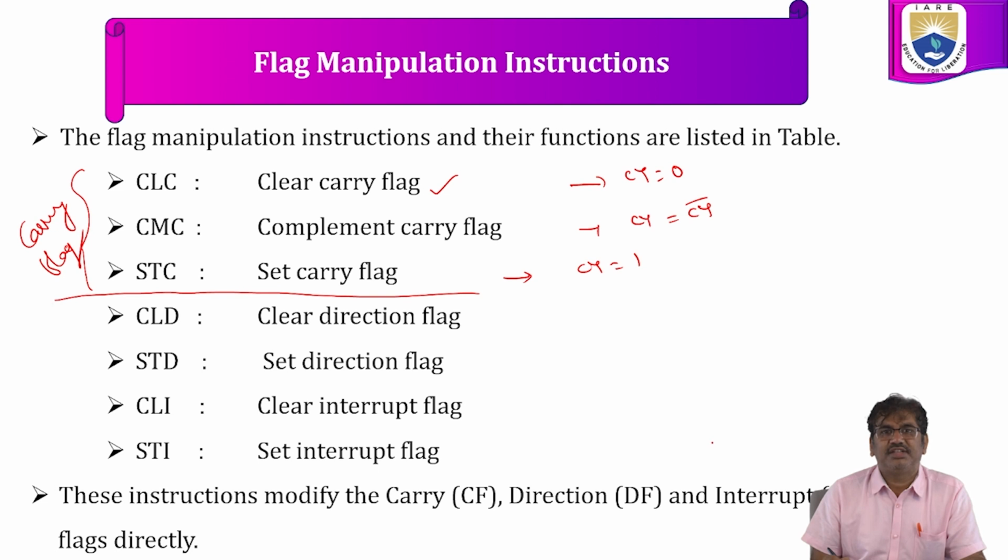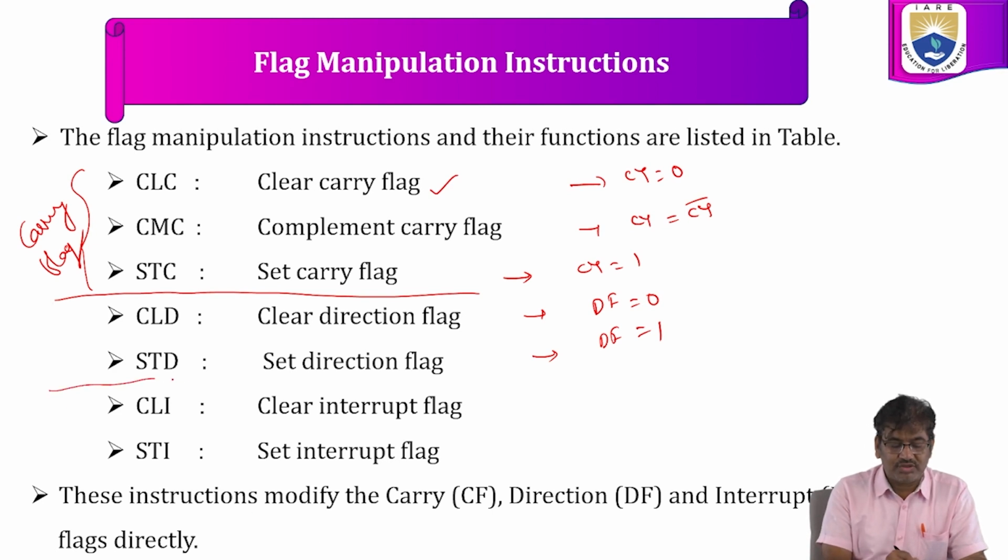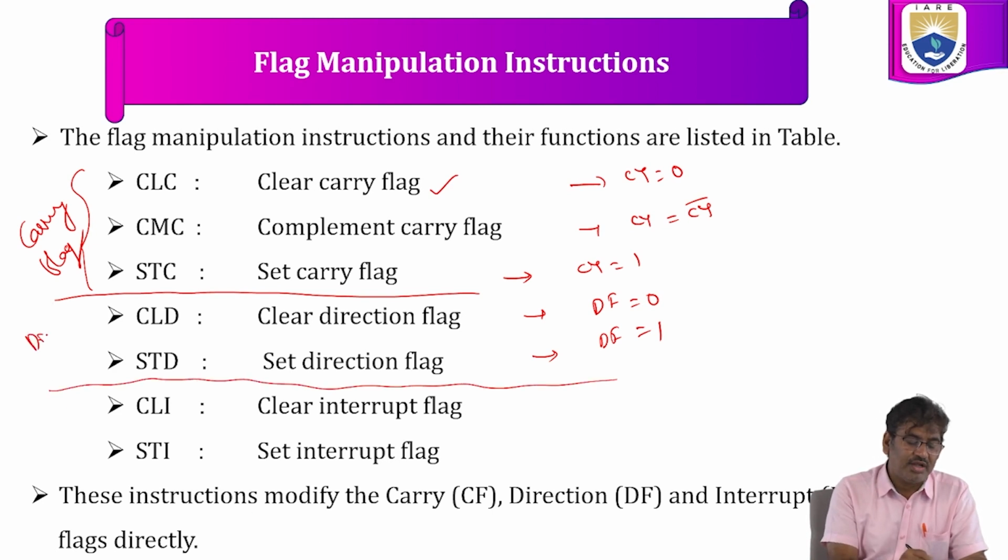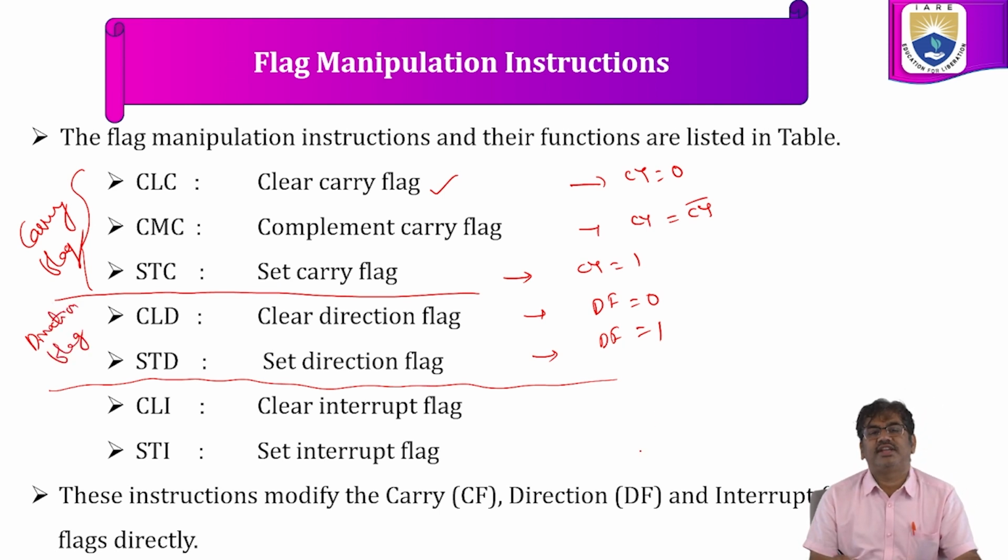The next instruction is CLD, which is for clearing the direction flag. After executing this instruction, the direction flag will become 0. STD is for setting the direction flag. After executing this instruction, the direction flag will become 1. So these are the 2 instructions we have for altering the direction flag. Mainly for string manipulation instructions, the direction flag will change the execution flow of the string instructions. So either we have to execute CLD or STD depending upon the construct.